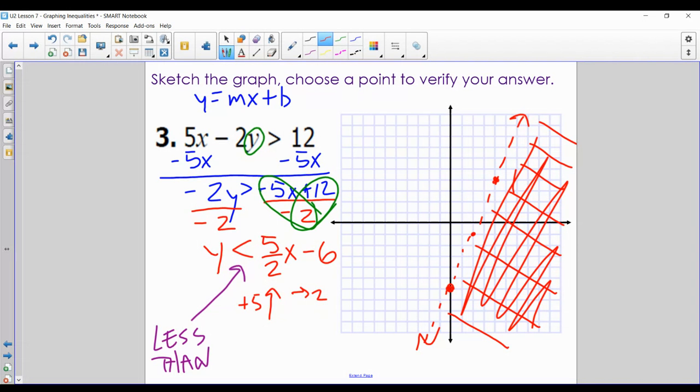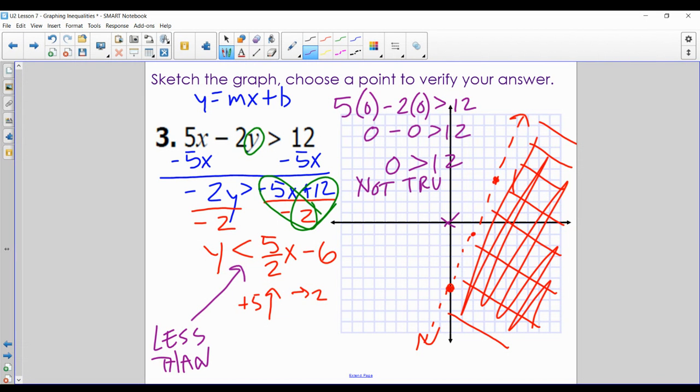On the other side, where it's not shaded, are all the points that do not make this true. So if I were to take and put this point 0, 0 into my inequality, I would have 5 times 0 minus 2 times 0 is greater than 12. So 5 times 0 is 0. 2 times 0 also 0. So I get 0 is greater than 12. Well, that is obviously not true. That is why this point 0, 0 is on the side that's not shaded. So you can always choose a point to verify your answer.